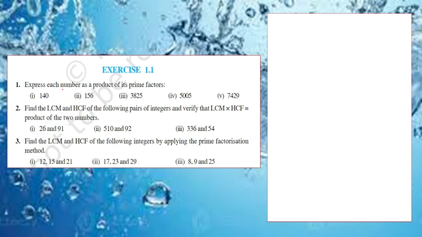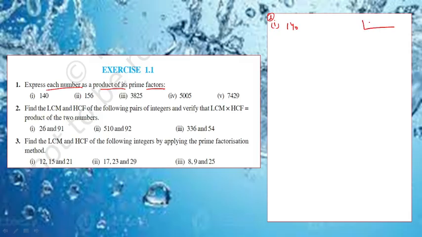In question number 1, we have to express each number given here as a product of its prime factors. Question number 1 is given 140. Let me solve this one for all your understanding.